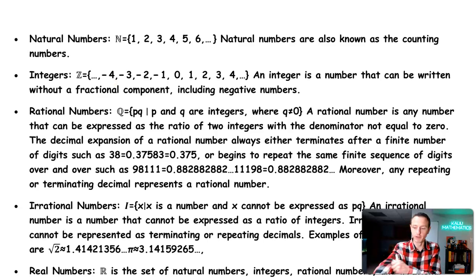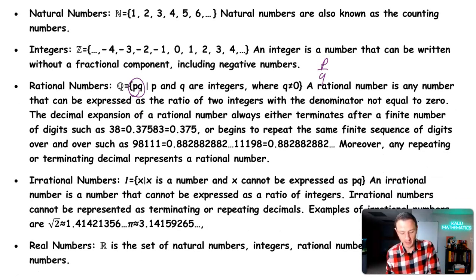I have a whole video on the real number system breaking down all of these categories and defining them a little more. Rational numbers are numbers you can write as p over q, where p and q are integers and q is not equal to 0. As long as you can write it as a fraction or a decimal, terminating or repeating, it is a rational number.